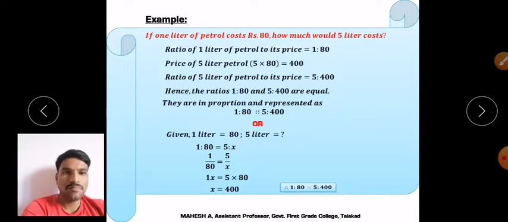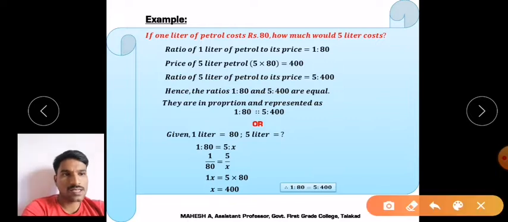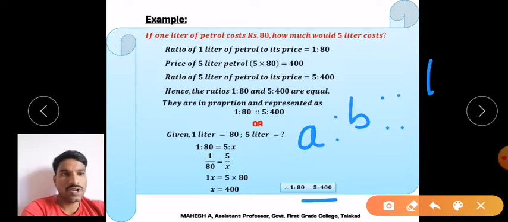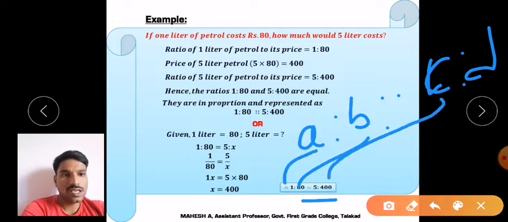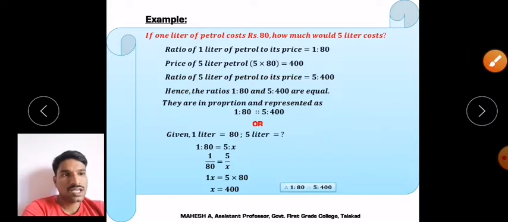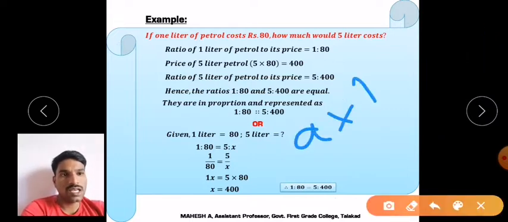Do you understand? It is very simple. When you have two ratios that are assumed to be equal, you should put them in the form of proportion. So in this example, as I said, if you consider this as 4 elements, A is to B is equal to C is to D. Here A is 1, B is 80, C is 5 and D is 400.